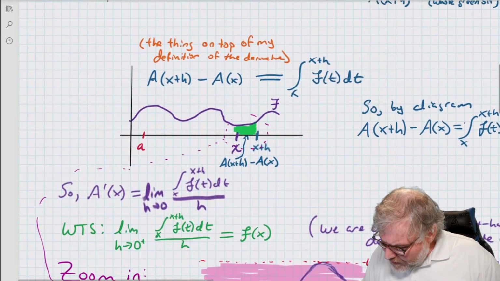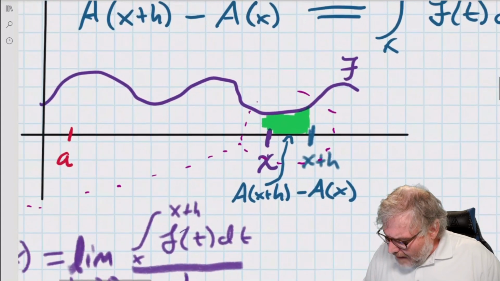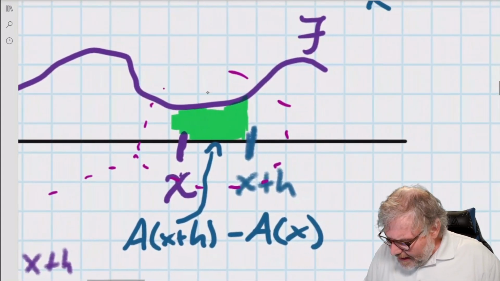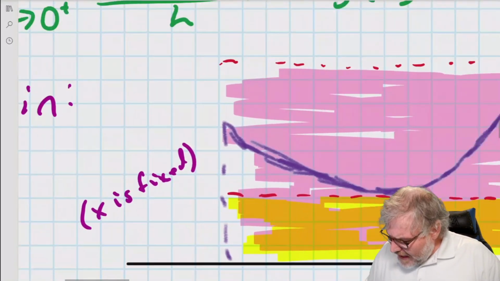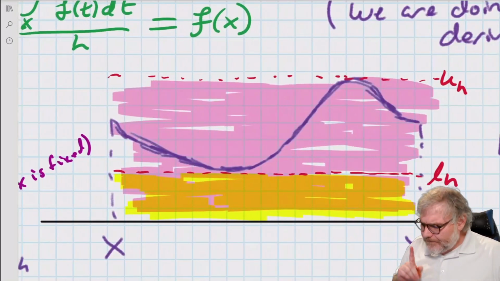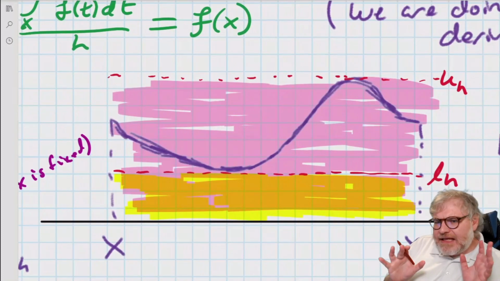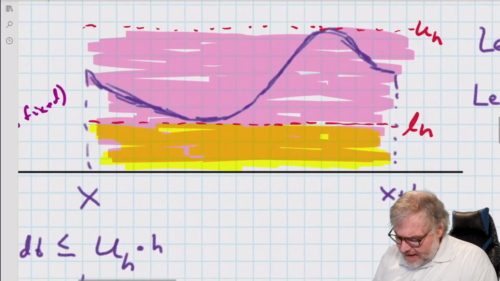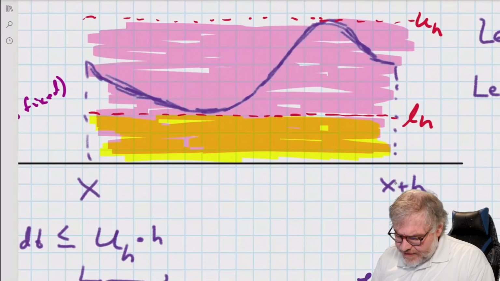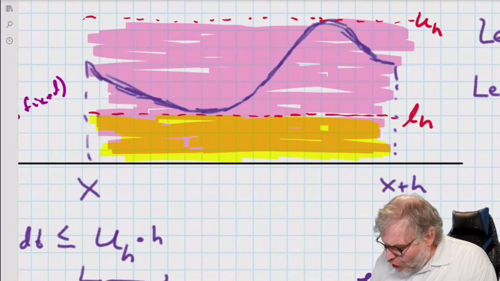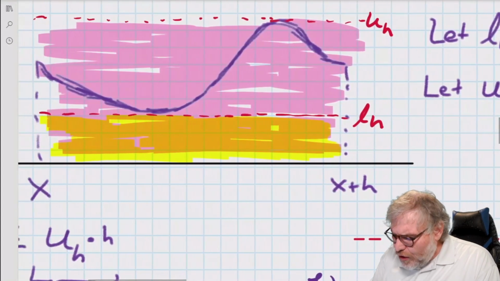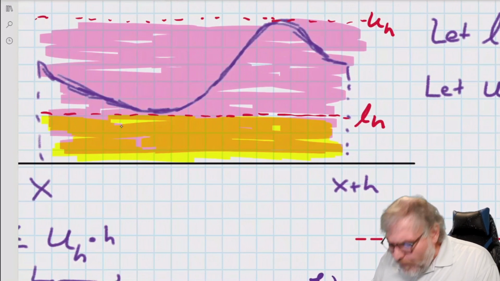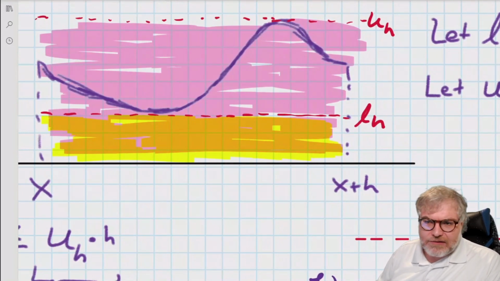So what I'm going to do is look at this piece right here. I'm going to zoom in and look at what's going on from x to x plus h. So that's this bit here. Now, remember I had this min and this max function. Here is x. Here is x plus h. Now, I'm going to call L_h this min from x to x plus h, and I'm going to call U_h the max. So I've got a lower rectangle and an upper rectangle.